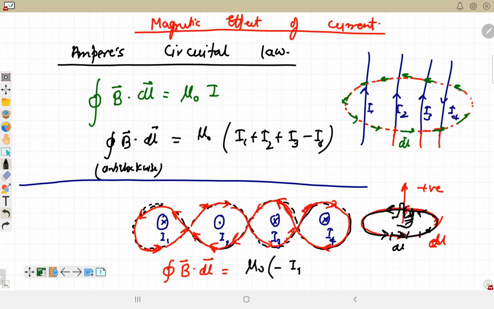Likewise, in the second one, the right hand curl should be clockwise. Clockwise means into the plane would have been positive, but this current is out of the plane, so it will be negative. The third one is negative again. Fourth one, that will be positive, because the integral is clockwise and the thumb is pointing inwards. Current is also pointing inwards.